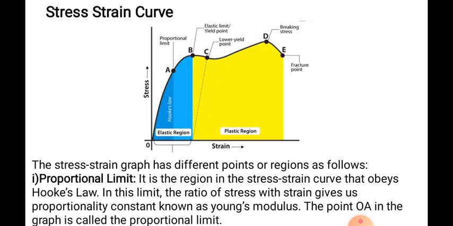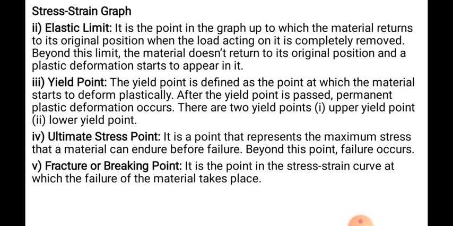ओके, आता अल्टिमेट स्ट्रेस पॉईंट म्हणजेच दॅट इज ब्रेकिंग स्ट्रेस पॉईंट डी, आणि पॉईंट ई काय, फ्रॅक्चर पॉईंट, त्यालाच म्हटलं आहे ब्रेकिंग पॉईंट. इट इज द पॉईंट इन द स्ट्रेस स्ट्रेन कर्व ॲट विच द फेल्युअर ऑफ द मटेरियल टेक्स प्लेस. त्या पॉईंटला काय होते, फेल्युअर ऑफ द मटेरियल विल टेक प्लेस.